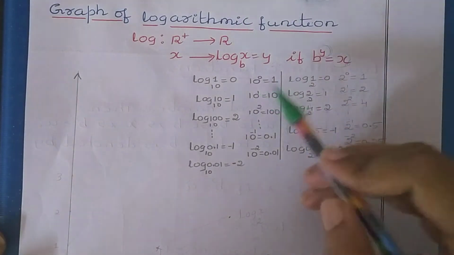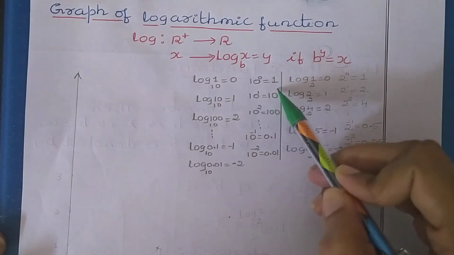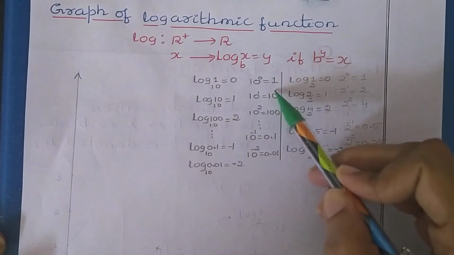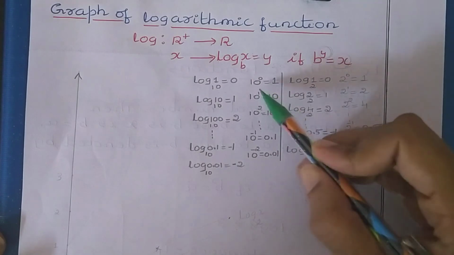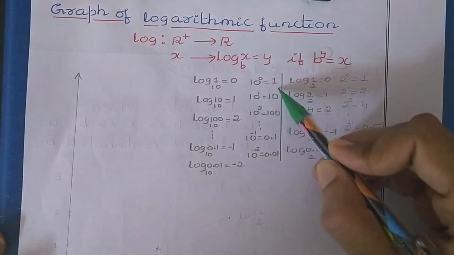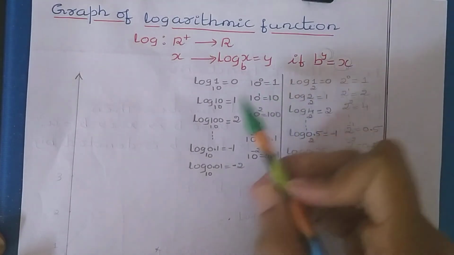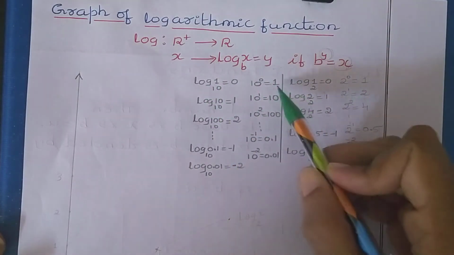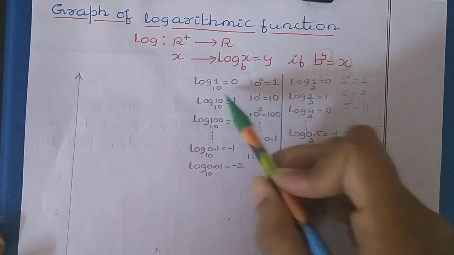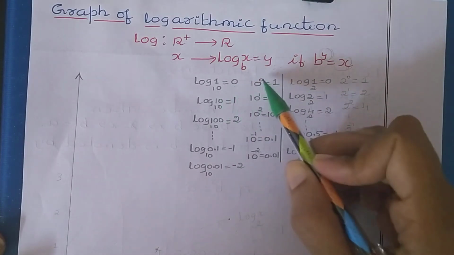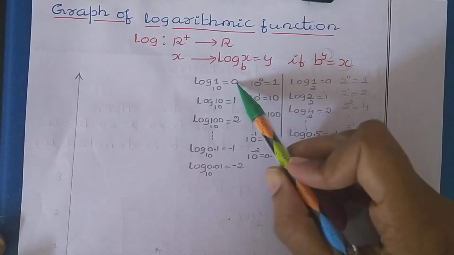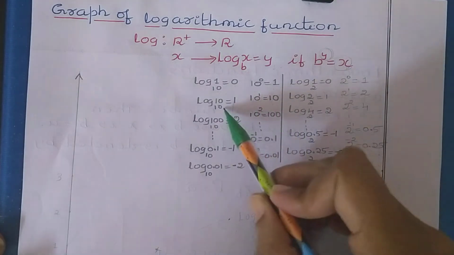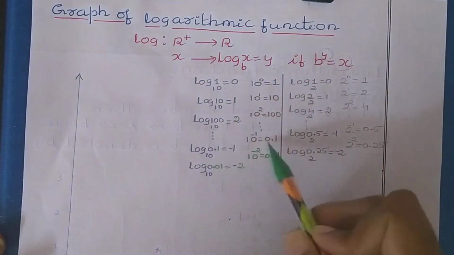See, first 10 to the power 0 is equal to 1. If I take base as 10, what happens to the graph? So 10 to the power 0 is 1. We know that. This you can represent in terms of log this way: log 1 to base 10 is equal to 0. The power value always has to come here. Similarly, these values I have converted in terms of log.